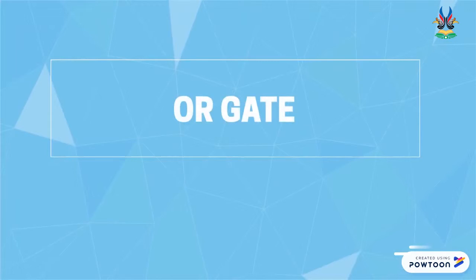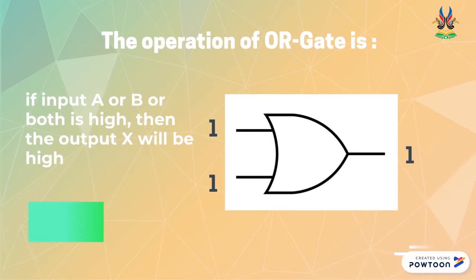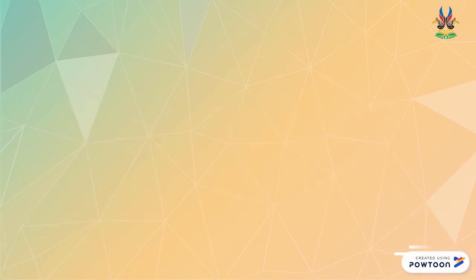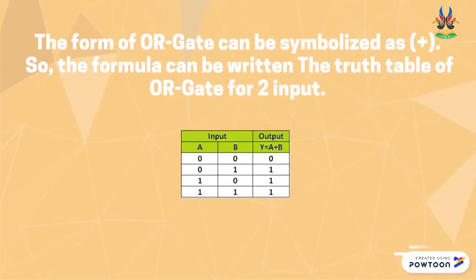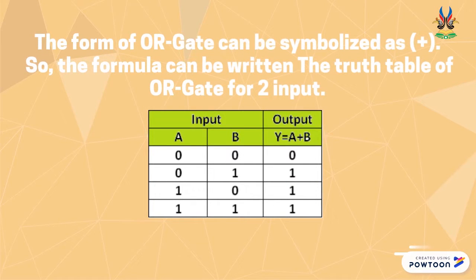First is the OR gate. The operation of the OR gate is: if input A or B or both is high, then the output X will be high. If both inputs A and B are low, then the output will be low. The OR gate is symbolized as a plus, so the formula can be written X equals A or B. This is the truth table of the OR gate for 2 inputs.